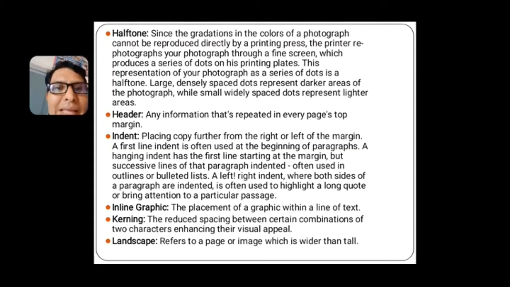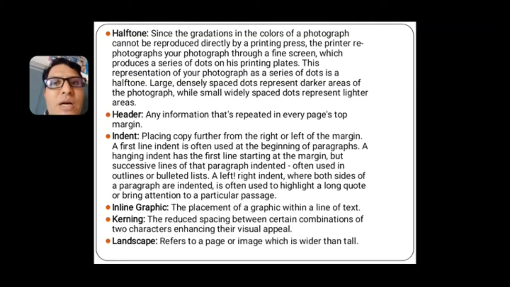And next one is inline graphic. That is the placement of a graphic within a line of text. Inline graphics means you are placing the graphic, you are placing the image, within a line of text, within that box, within that fit area. That is called an inline graphic.